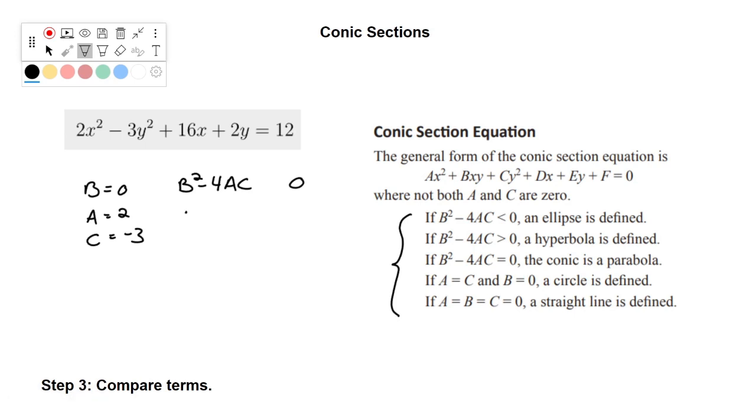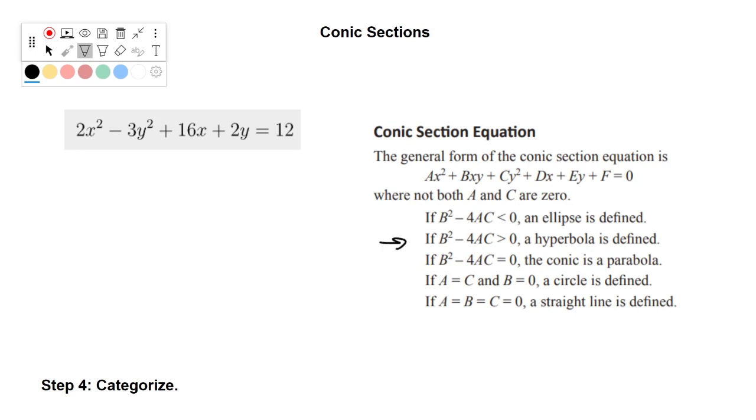So b squared is obviously 0 squared minus 4 times 2 times -3. So -4 times 2 is -8, times -3 is positive 24. So 24 is greater than 0. So this is a hyperbola. We've effectively categorized it as a hyperbola.